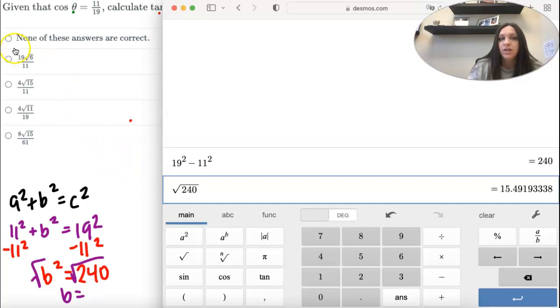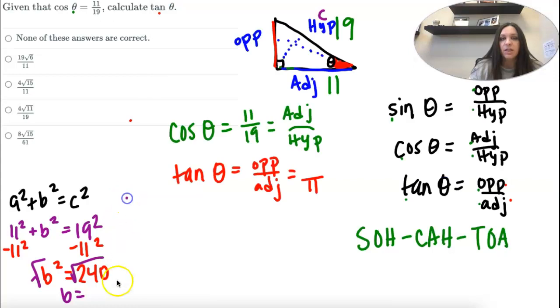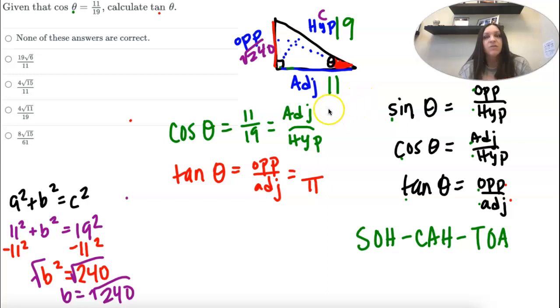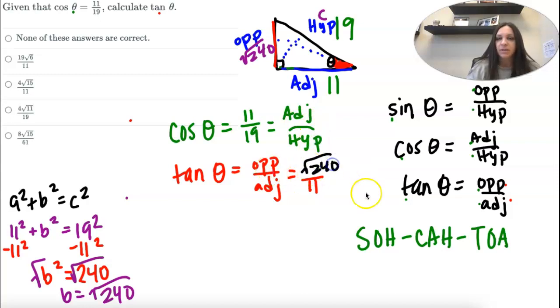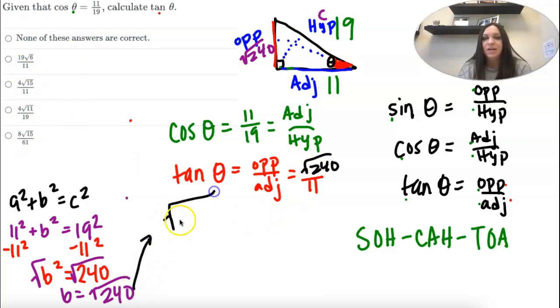15.49. But look at my answers here. There's no decimals, right? So I'm going to leave it as the square root of 240 for now. We're probably going to have to simplify that radical, just looking at my answers, right? Okay, so opposite is the square root of 240. So right now I have tangent as the square root of 240 over 11. But that's not here, right? So we're going to have to do what we said. We're going to have to simplify this radical.